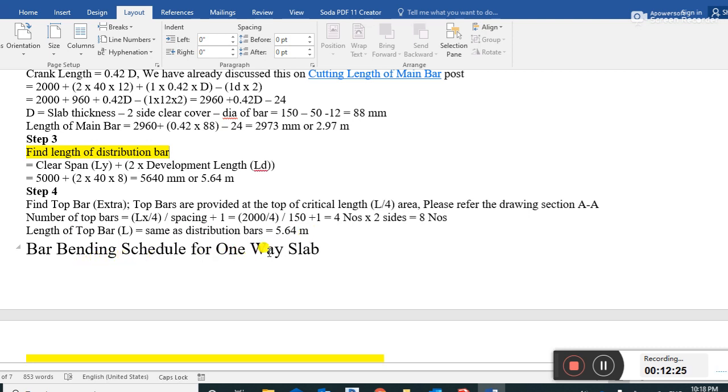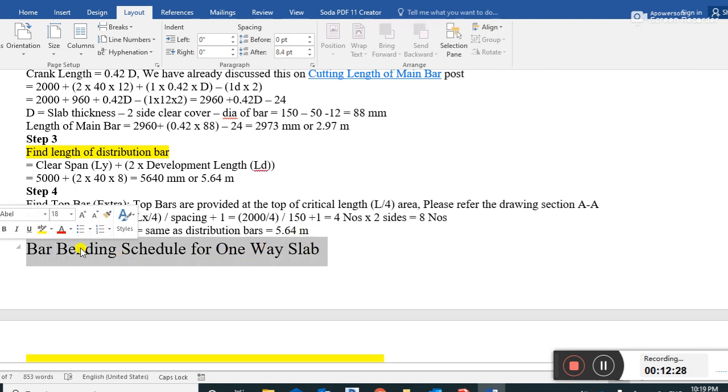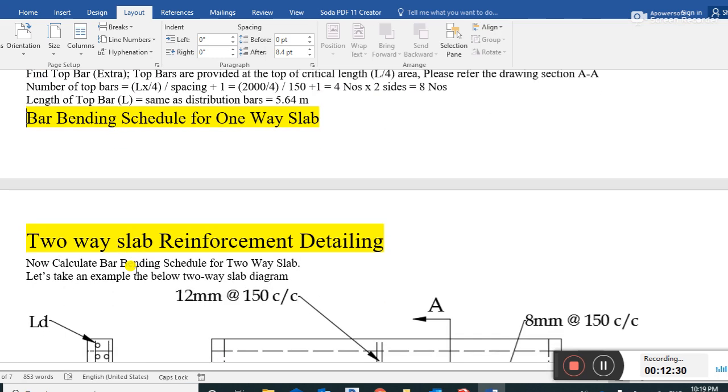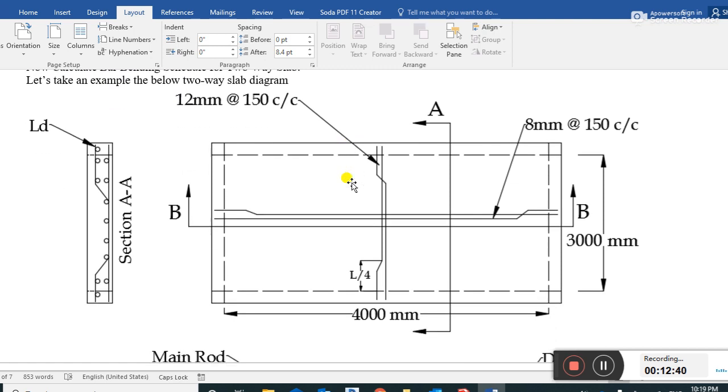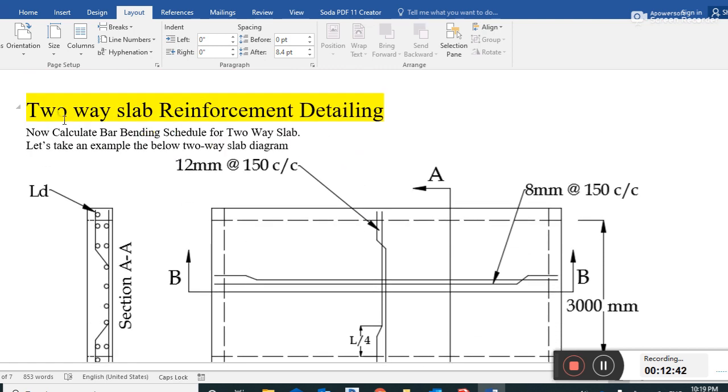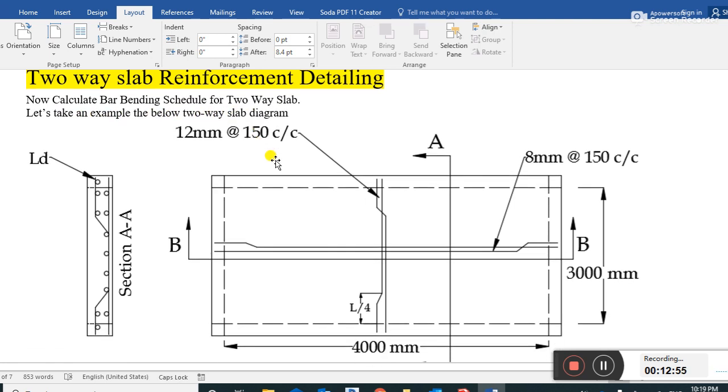Bending schedule for the one-way slab. Guys, this was all about the one-way slab, but now this is the calculation on the two-way slab reinforcement detailing. Almost the same procedure for this. Now calculate the bar bending schedule for the two-way slab. Let's take the example of the two-way slab diagram below.